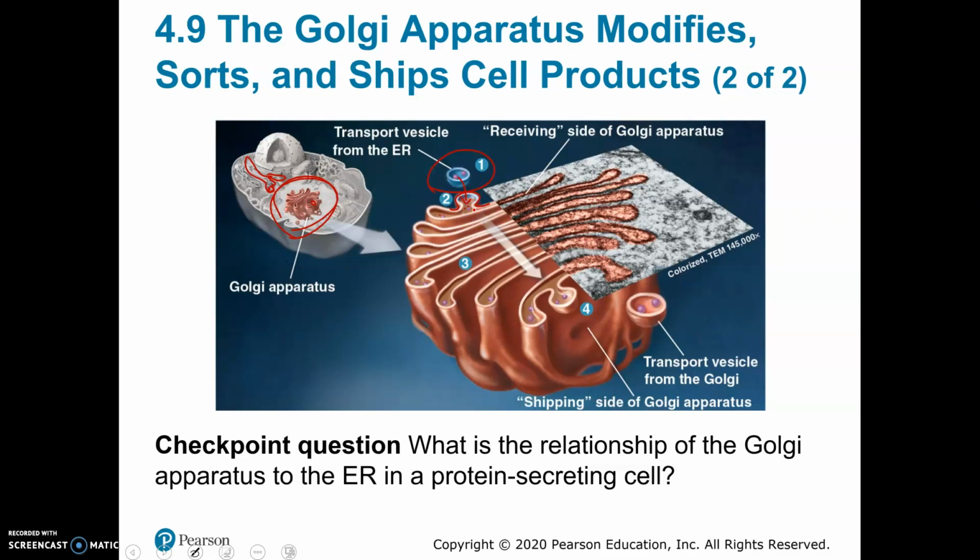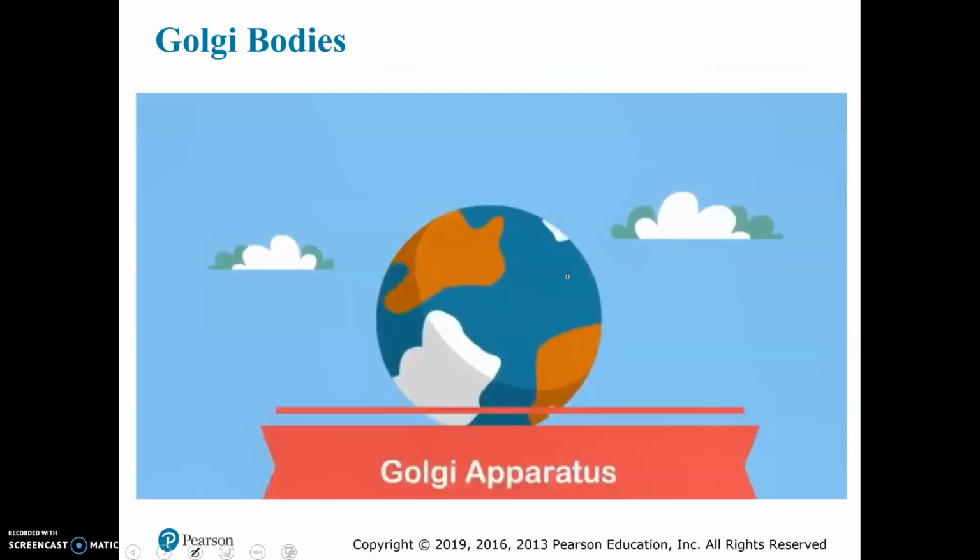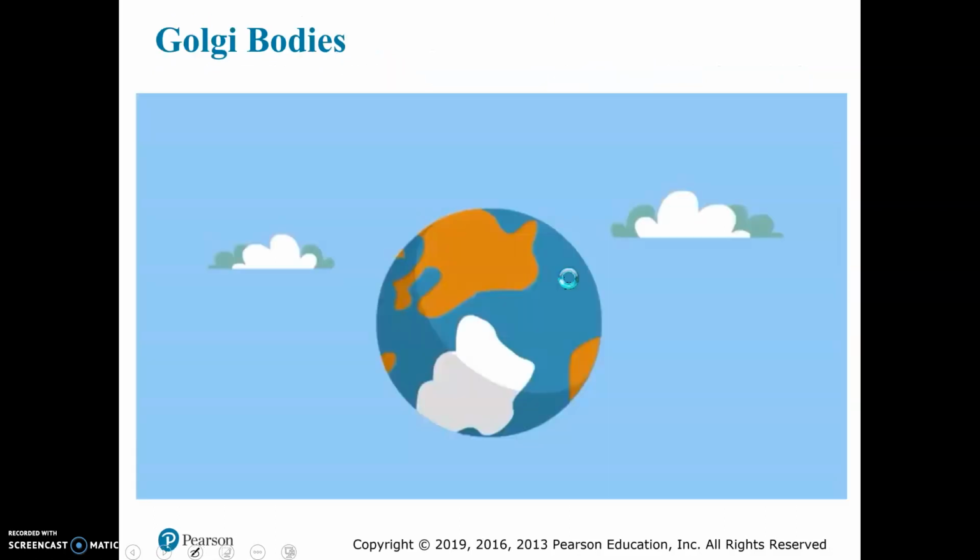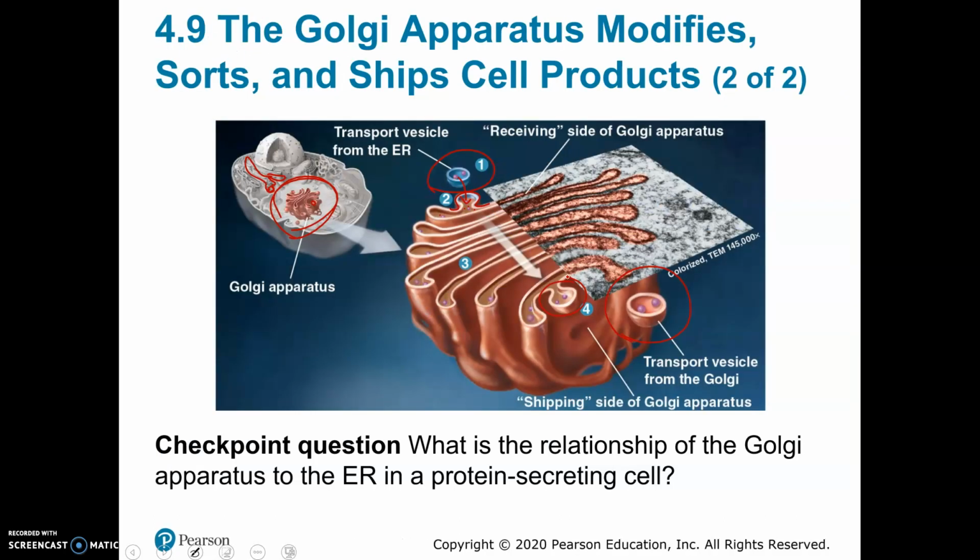I like to think of it as like the UPS. And then another vesicle will form. This literally breaks off and takes this to the cell membrane, where it might become part of the cell membrane, or it might get completely exported from the cell.